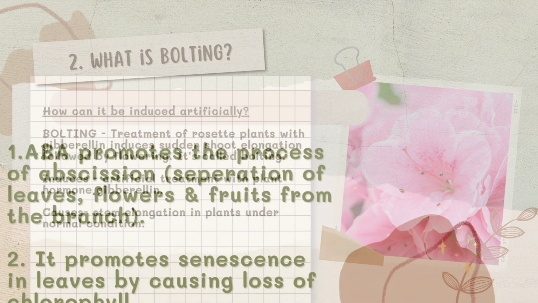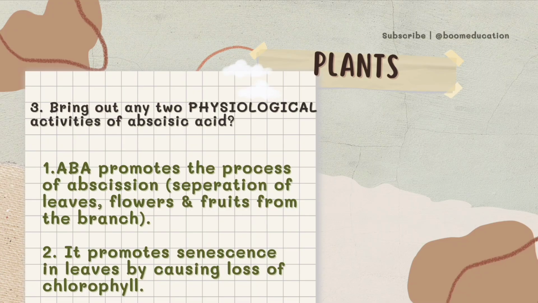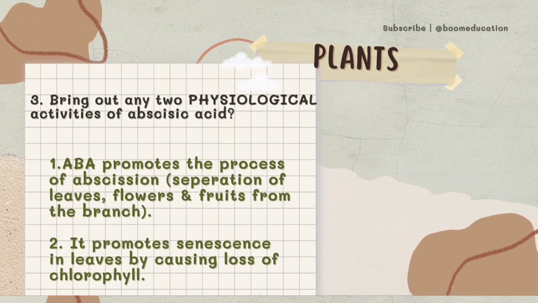Bring out any two physiological activities of abscisic acid. ABA promotes the process of abscission, the separation of leaves, flowers and fruits from the branch. ABA promotes senescence in leaves by causing loss of chlorophyll.